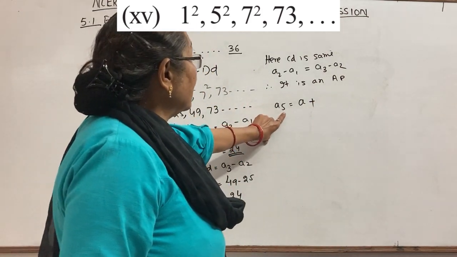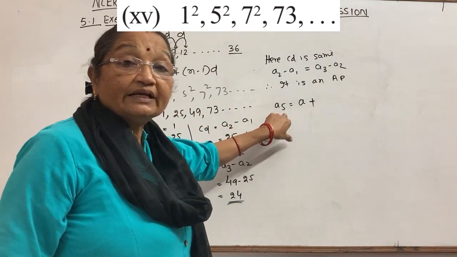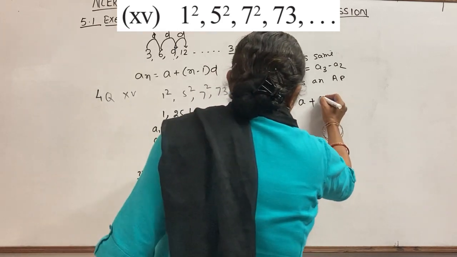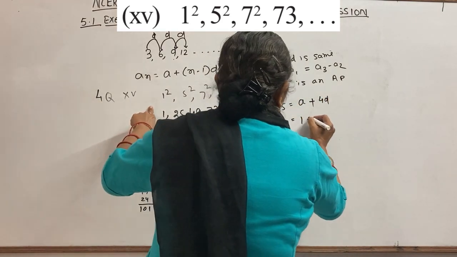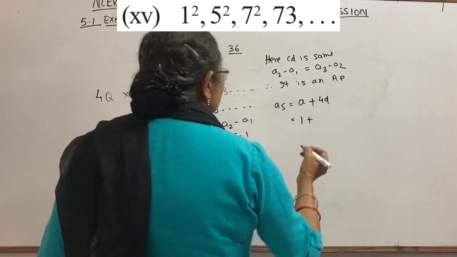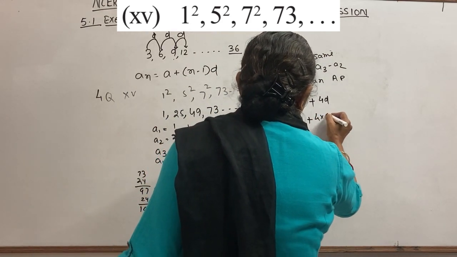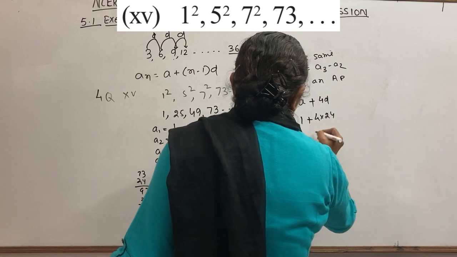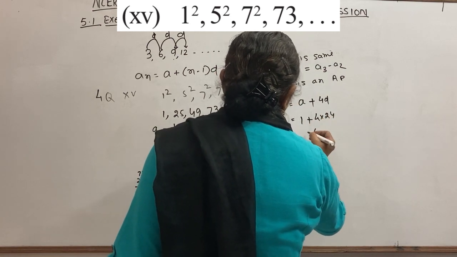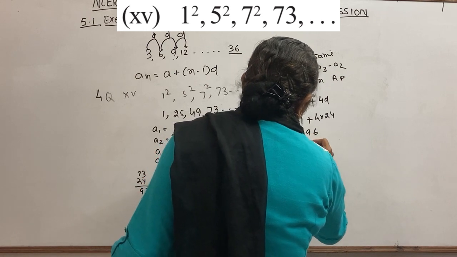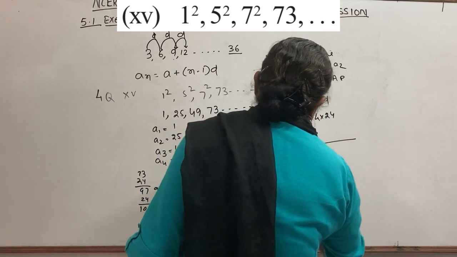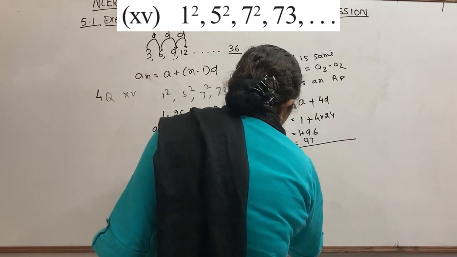Then to get how many D's? 5 minus 1 is 4 D's. So now A is what? A is 1. 1 plus 4 D, D is 24. 4 4s are 16, 4 2s are 8, 1 9, 9 1. So that equals 97. This is our A5.